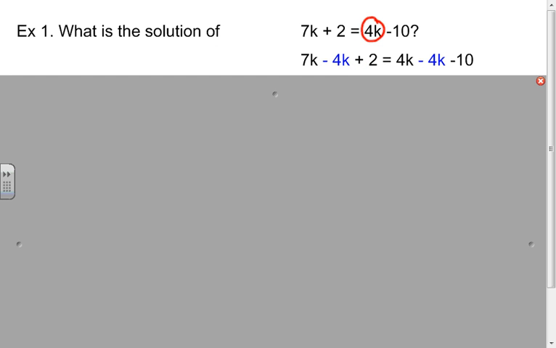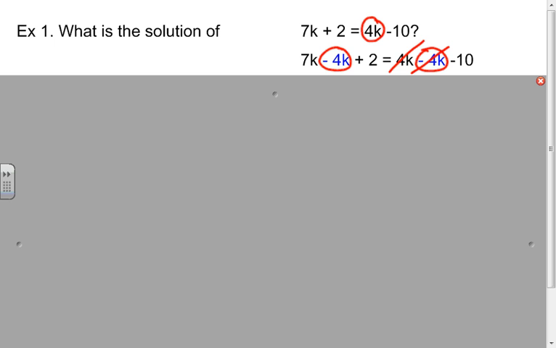7k has a coefficient of 7. 4k has a coefficient of 4. The 7 is bigger than the 4, so we want all of the variables on the same side as the 7k. So if I've got this 4k over here, that's a positive 4k. What do I have to do in order to get rid of a positive 4k? Well, I need the inverse, which would be a negative 4k. So I'm going to do that to both sides. I put a negative 4k on both sides. The reason why I do that is because a positive 4k and a negative 4k are inverses, so they cancel.